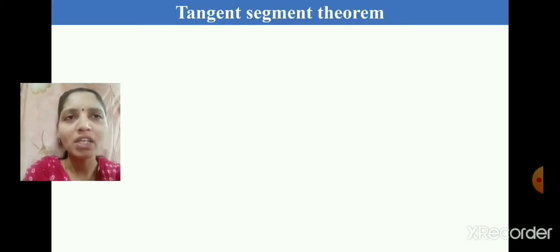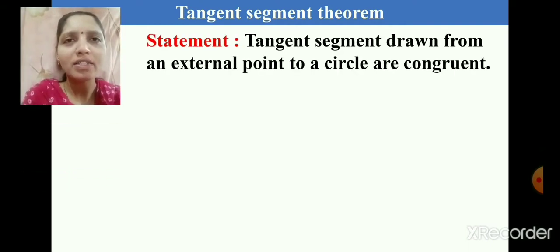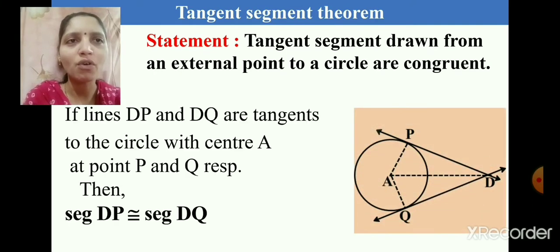Then we have seen the tangent segment theorem. The statement for this theorem is: tangent segments drawn from an external point to a circle are congruent. So this is the diagram you should draw for this theorem. What is the given part here? If line DP and line DQ are tangents to the circle with center A at points P and Q respectively, then we can say that segment DP is congruent to segment DQ. So this is also a very important theorem.